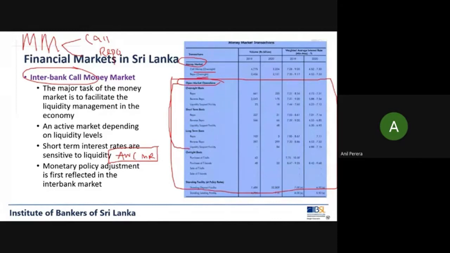Can anyone remember? In the monetary policy discussion, can we remember what we mentioned? Yes, somebody has sent a message. I think I can't see it. Does anyone want to raise your voice?